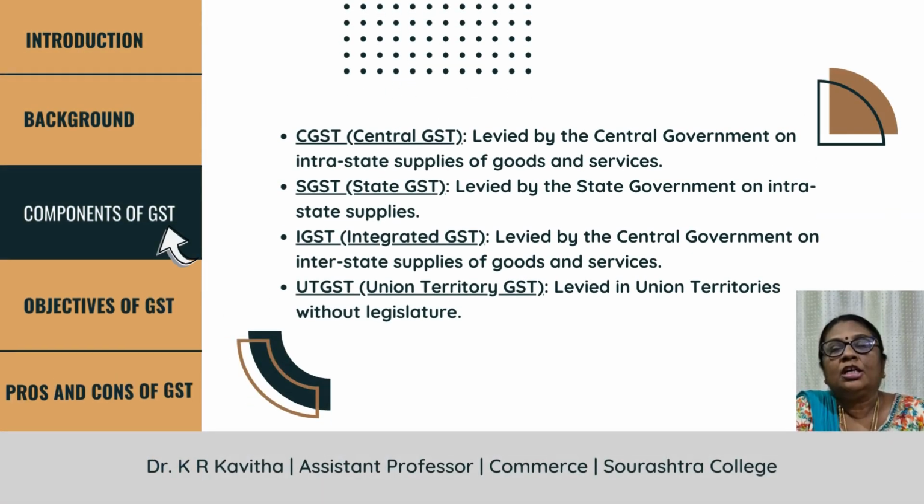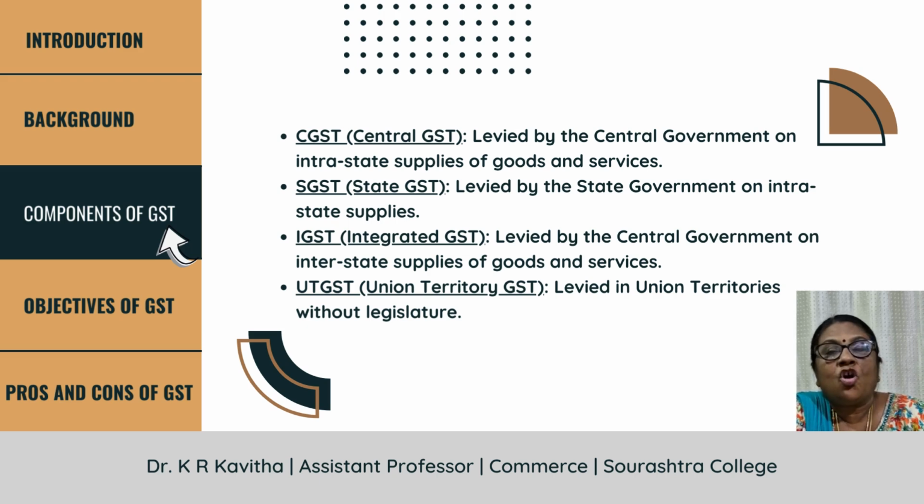We can see about the components of GST. So coming to the components of GST, it is made up of CGST, SGST, IGST and UTGST, which are applied depending on whether the transaction occurs within states, between states, or in union territories. This provides a comprehensive understanding of the tax structure under GST, ensuring clarity on tax collection and revenue sharing mechanisms.